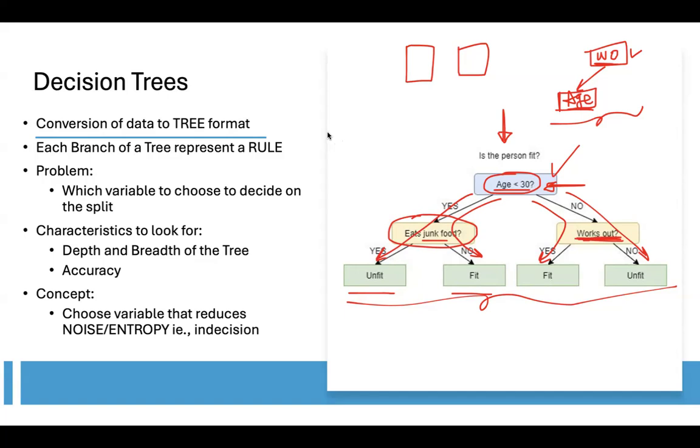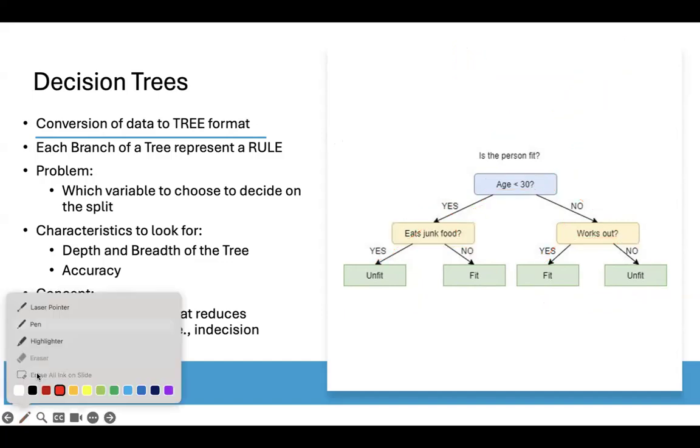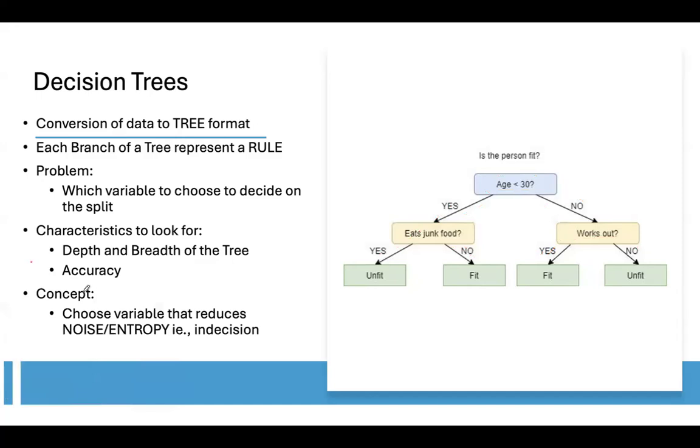Okay, so now the important thing here is what should be the sequence, who determines the sequence? And the answer lies on this slide, which says that okay, we will try to find out those variables or those questions that reduce the noise in the system. Okay, and let me just explain what noise in a system means.